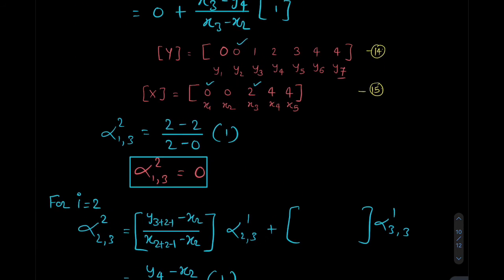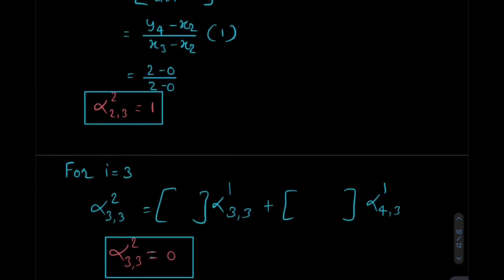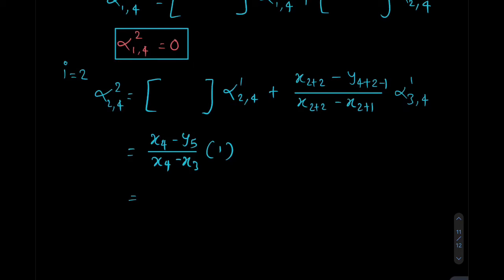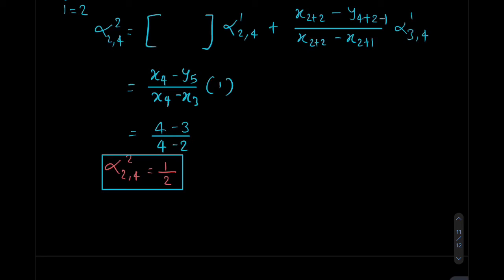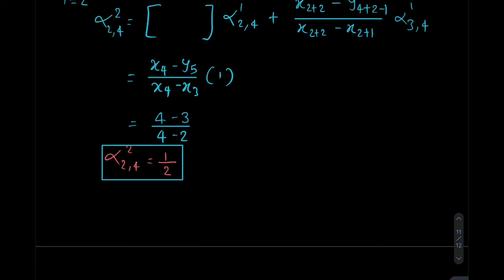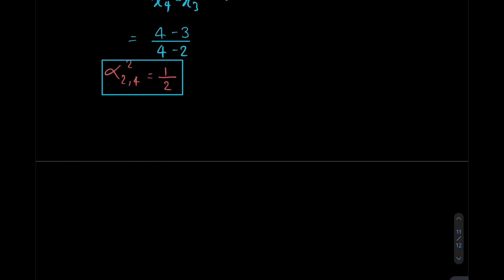First term is 0, second term is unit value of alpha, and let us substitute x4 is 4 minus 3 divided by 4 minus 2. So this value comes out to be half. Alpha 2 4 2 is half. Okay, so now increment I again by 1. So for I is equal to 3, alpha 3 comma 4 2 is equal to.